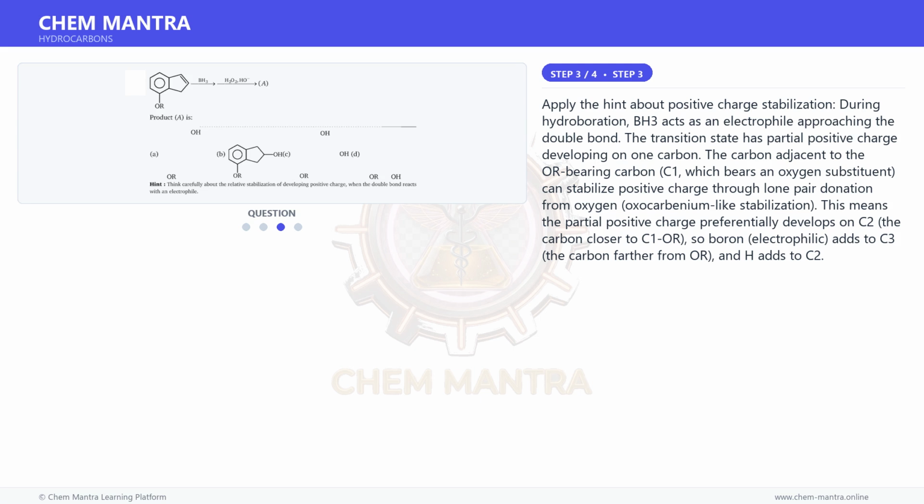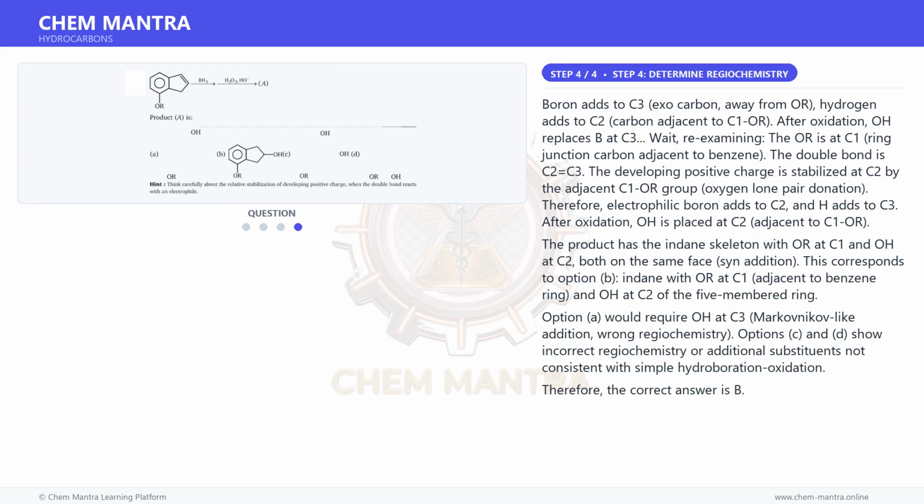This means the partial positive charge preferentially develops on C2, the carbon closer to C1. So boron, electrophilic, adds to C3, the carbon farther from OR, and H adds to C2. And for the final step, boron adds to C3, the carbon away from OR, hydrogen adds to C2, the carbon adjacent to C1 OR. After oxidation, OR replaces B at C3.